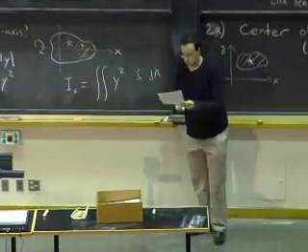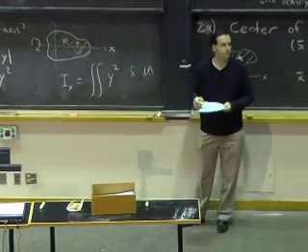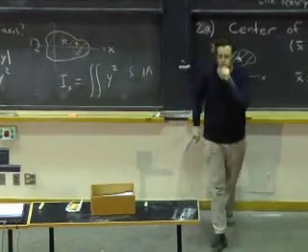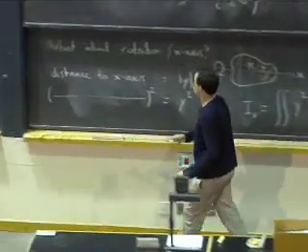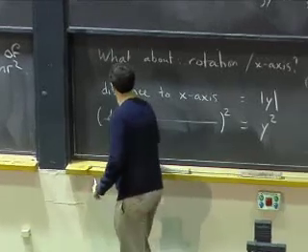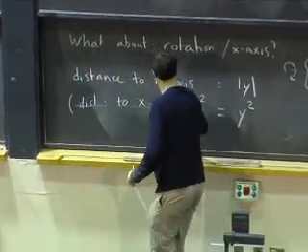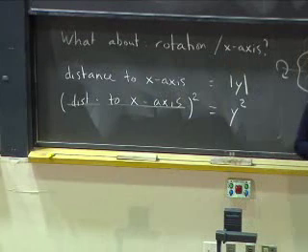Okay, so maybe I should do an example. Yes? What do you square on the left? Oh, sorry, same thing as above, distance to the x-axis. Because that's what we care about, right? For the moment of inertia, we want the square of the distance to the axis of rotation.